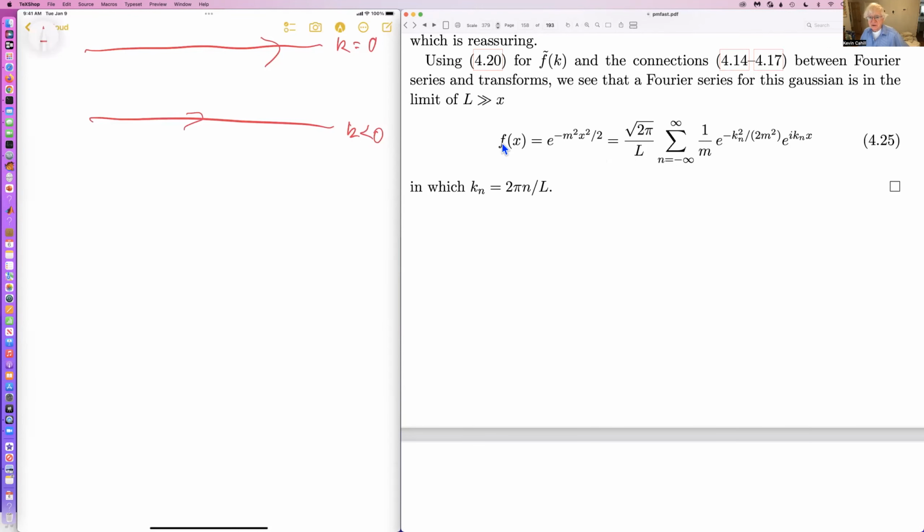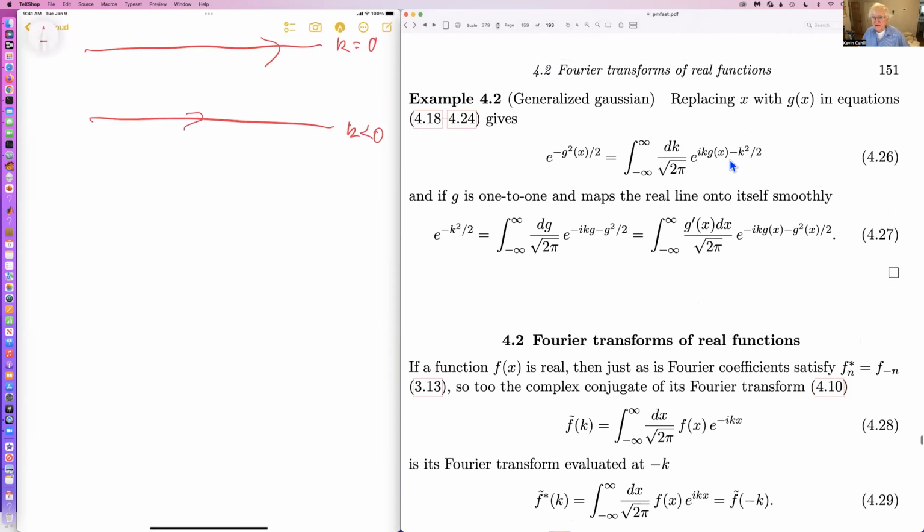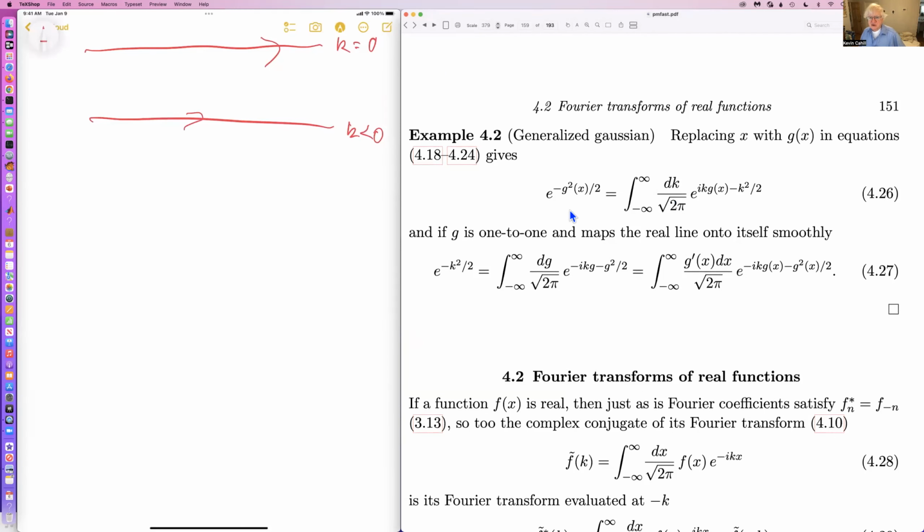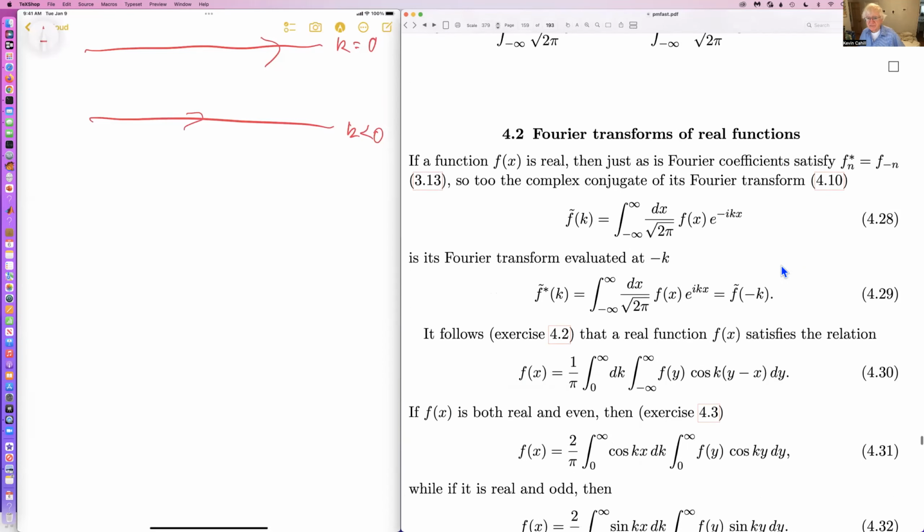You can also see how you can represent a Gaussian as a Fourier series. And you can also generalize Gaussians. In other words, e to the minus g of x squared over 2 can be written as this kind of a Fourier transform. And that then is an integral that looks like this.